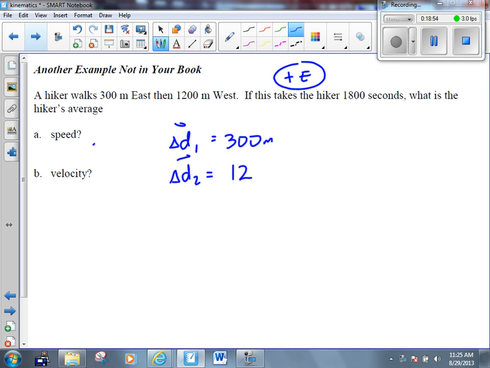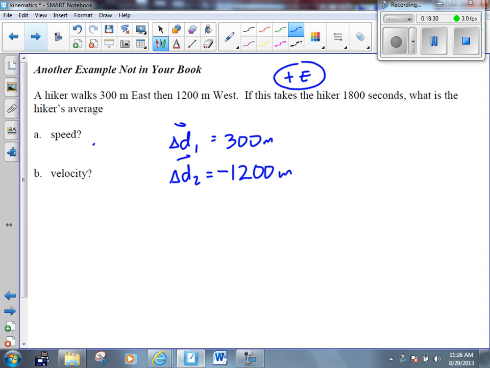That's 1,200 meters, right? Or is it? Good. It's negative 1,200 meters because it's to the west, and we defined east as positive. Now, you could technically avoid the negatives and positives and just put in east and west. I wouldn't recommend that. It's going to get a little bit cumbersome if you try doing that.